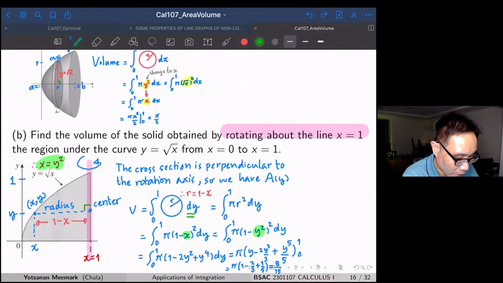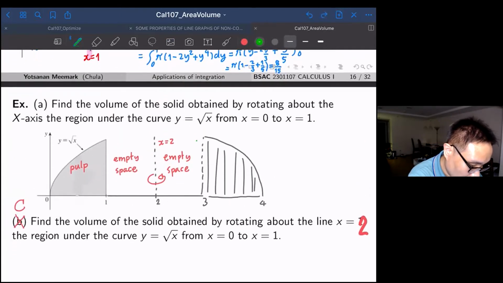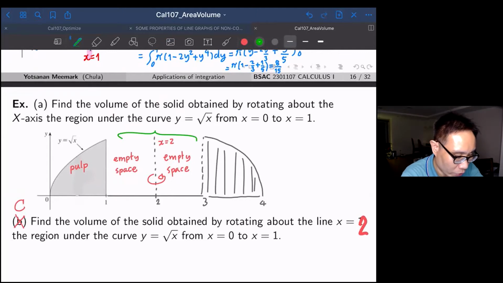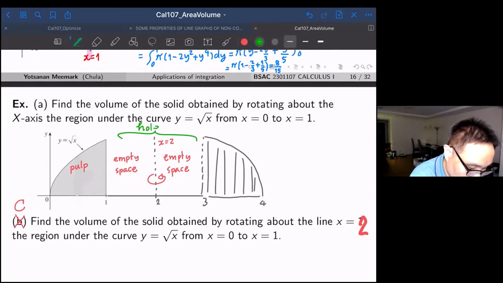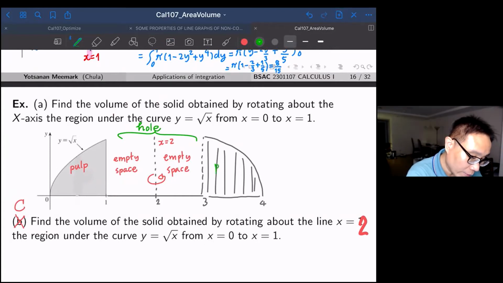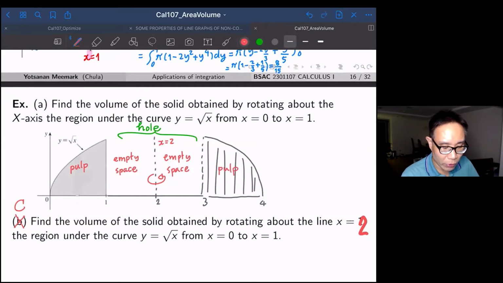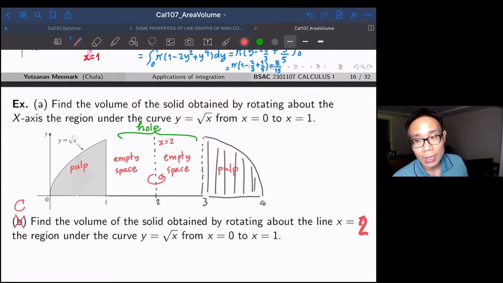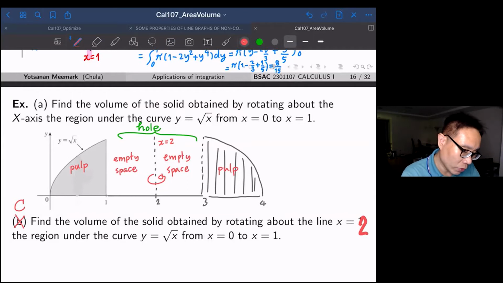Let me just imagine that you have a hole here. So you have a hole in the middle, and you have your part on both sides. So you have your part on both sides, and you have your hole in the middle in this case. So you're gonna obtain what? You're gonna obtain the volume of the solid by the washer method. So we need to use washer.